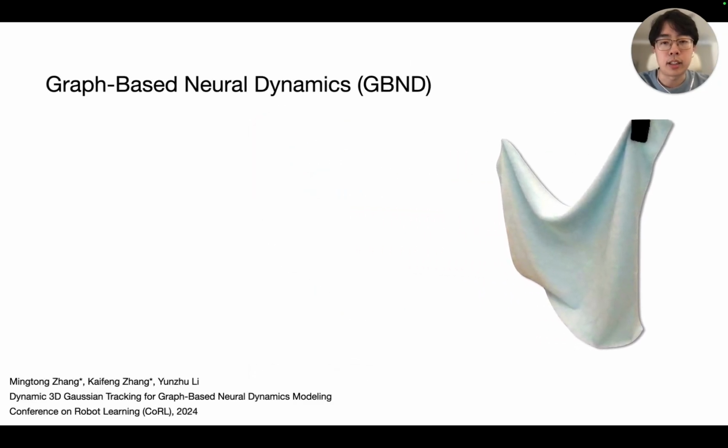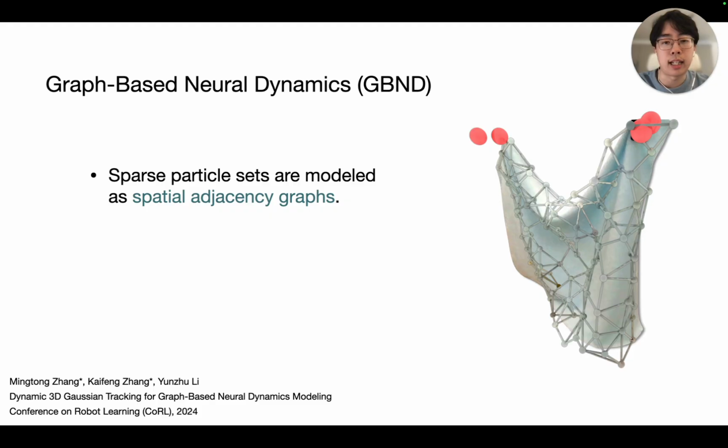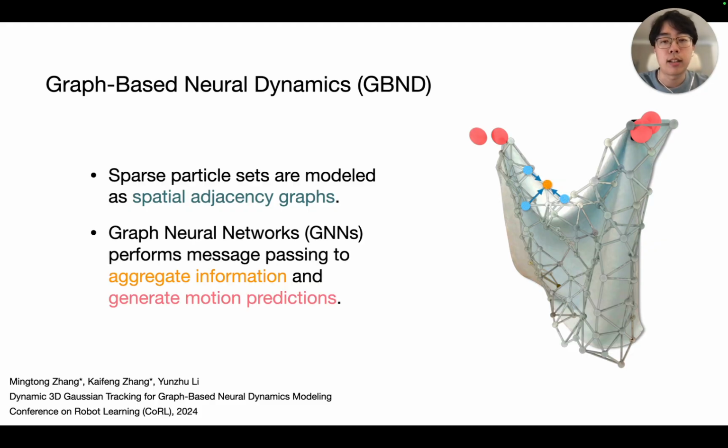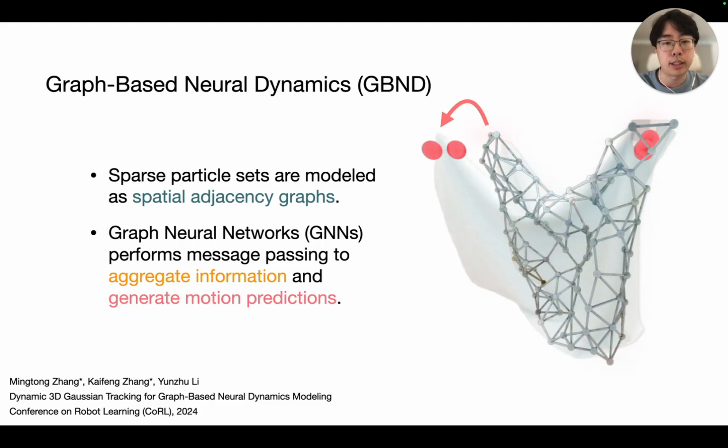The state-of-the-art learning-based method for modeling deformable objects is graph-based neurodynamics, which represents objects as sparse particles and robot end effectors as additional particles connected by spatial adjacency graphs. Then, it uses graph neural networks to aggregate information among nodes and generate motion predictions.